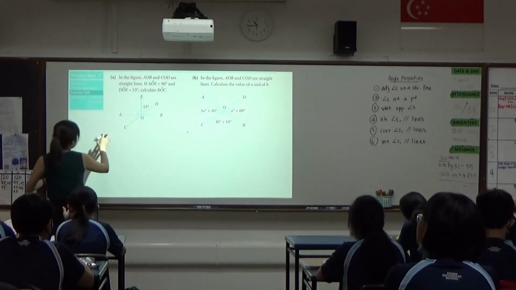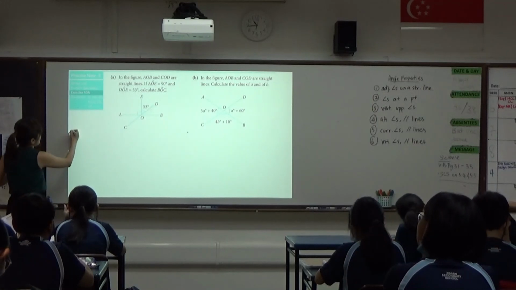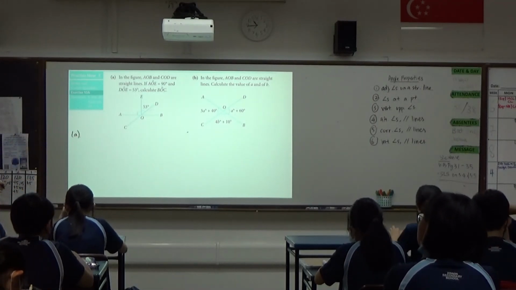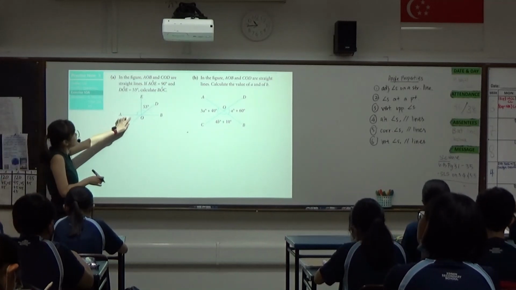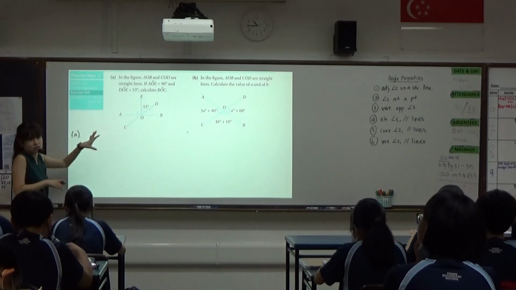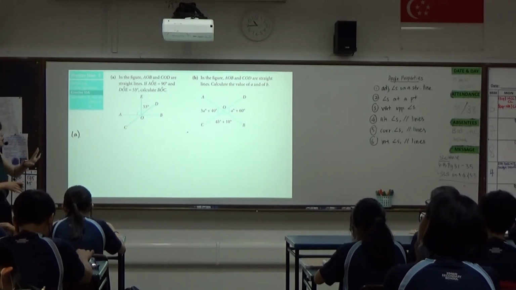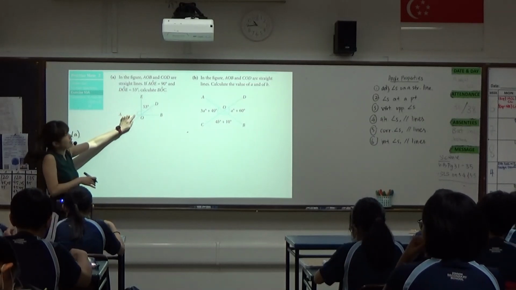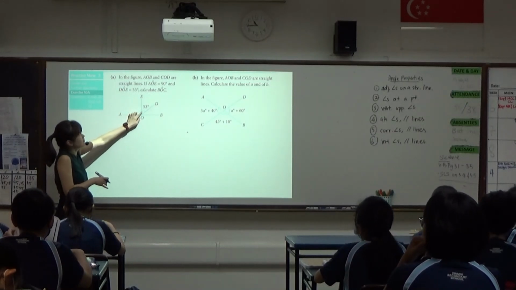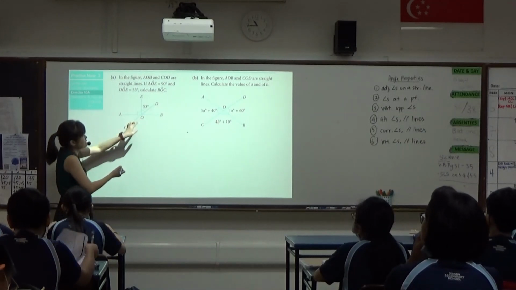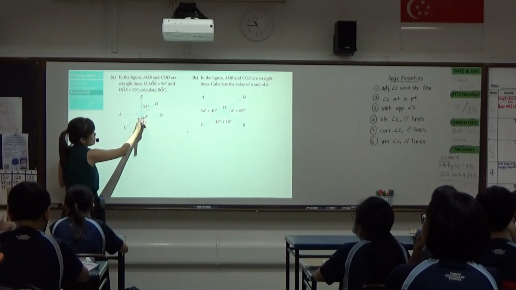Alright, so let's take a look at question 1A, on how we can apply it to this question here. It says here that AOB and COD are straight lines. Although visually it looks like straight lines, we always have to confirm it based on what the question has given us. Then angle AOE is 90 degrees, this is 53. We want to find out what angle BOC is, and angle BOC is this one over here.